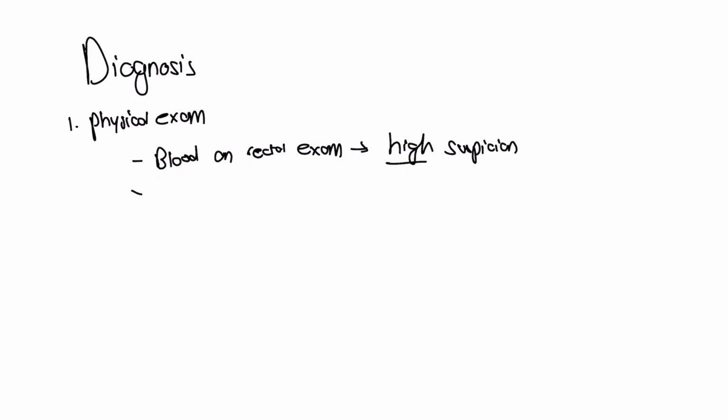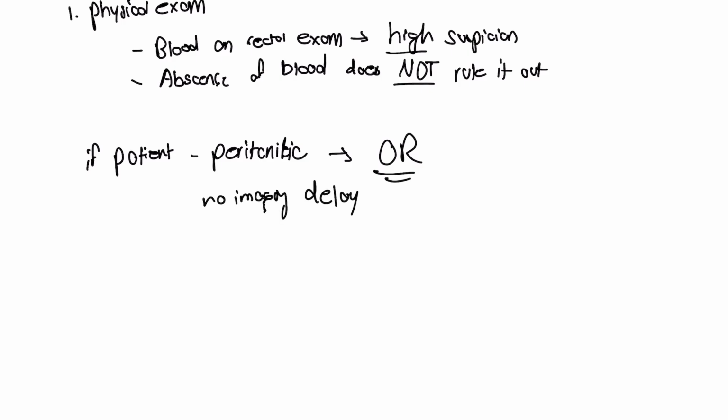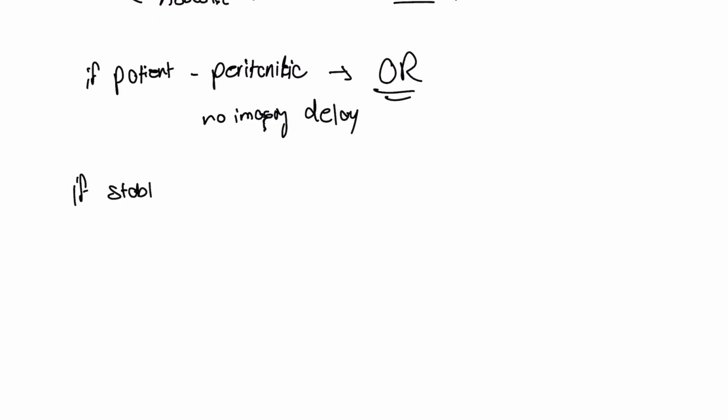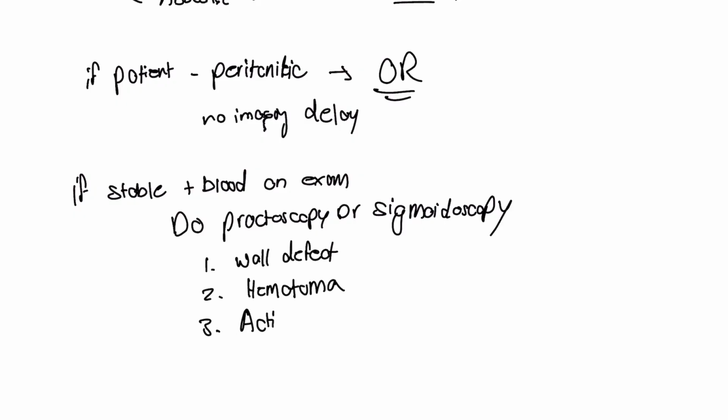Diagnosis is typically made with first a physical exam. Key findings include abdominal pain or blood on rectal exam. It can be highly suspicious, but absence of blood does not rule it out. If the patient is very tender and peritonitic, go straight to the OR. Don't wait for further imaging. If the patient is stable and you see blood on the exam, academically, you can do a proctoscopy or sigmoidoscopy, and on this you can find wall defect, hematoma, active bleeding.